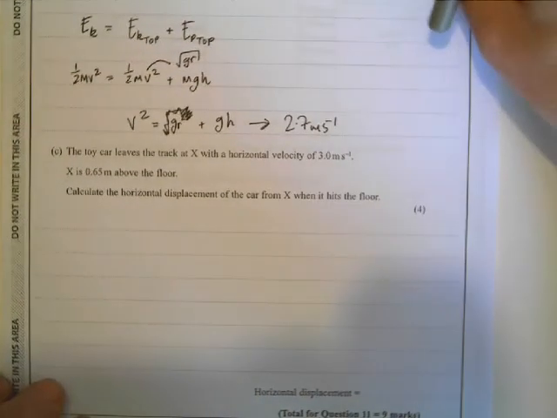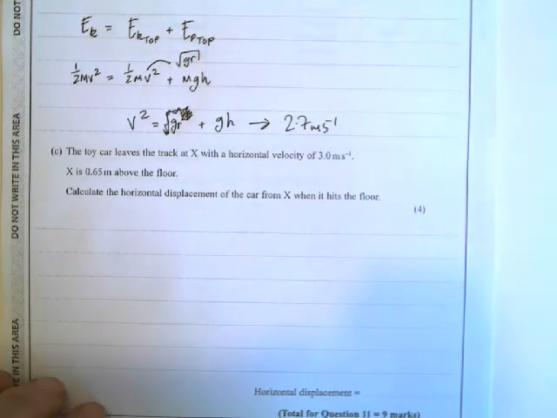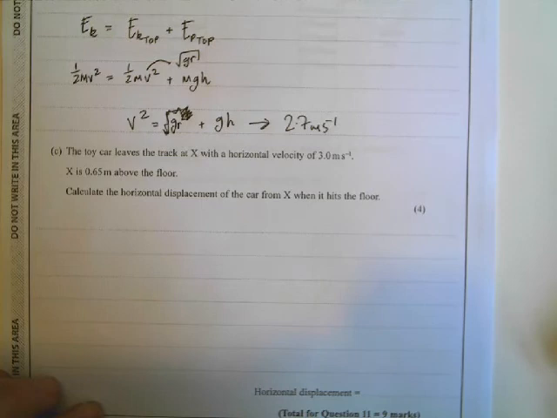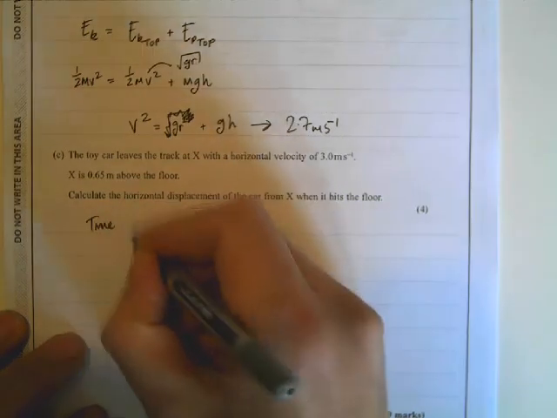Next one was pretty straightforward. I think you seem to think it was pretty straightforward. Most of you got this one okay. Those of you that made a mistake here, you mixed up horizontal and vertical components. So the idea is you work out, first of all, the time it's in the air.